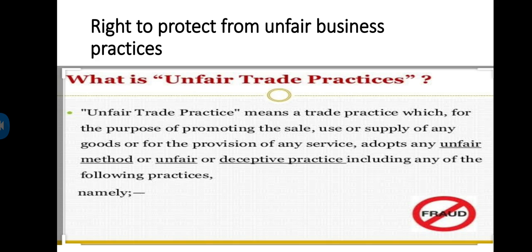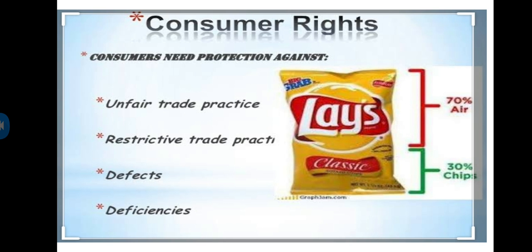According to this right, all consumers are protected against unfair trade practices such as black marketing, profiteering, that means making unfair profits, faulty weights and measures, exorbitant prices, adulteration, etc. These are all unfair business practices. We have always seen chips packets, for example Lay's, Kurkure, and there are lots of chips packets, and in them 70% is air and 30% is chips. This is called unfair trade practices.